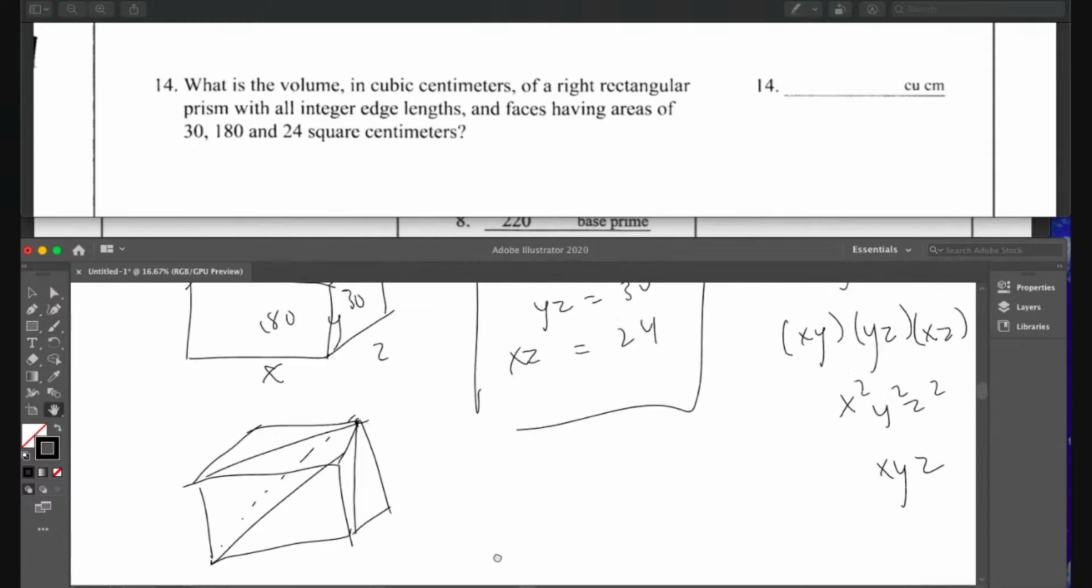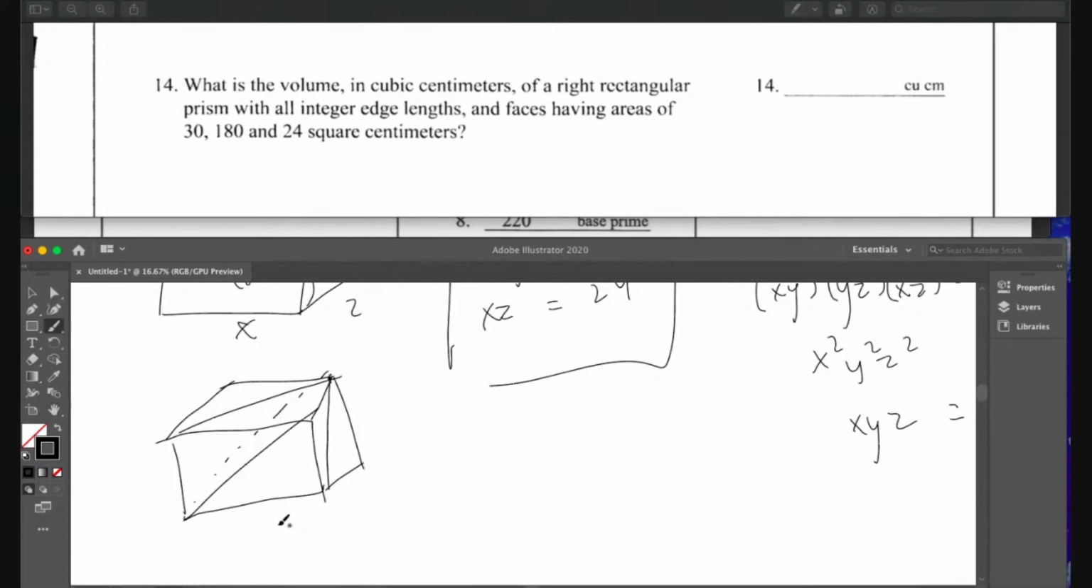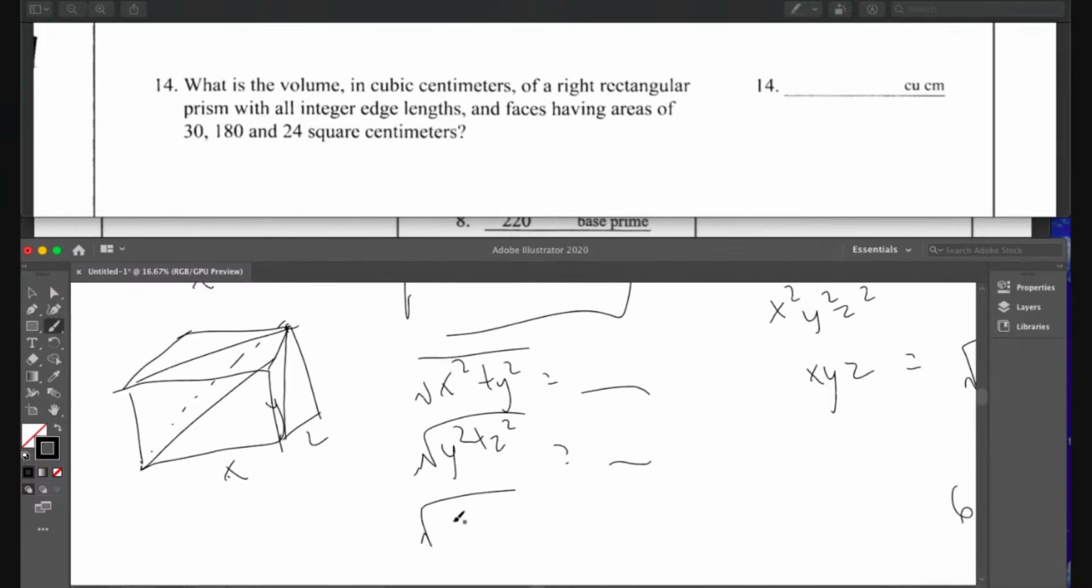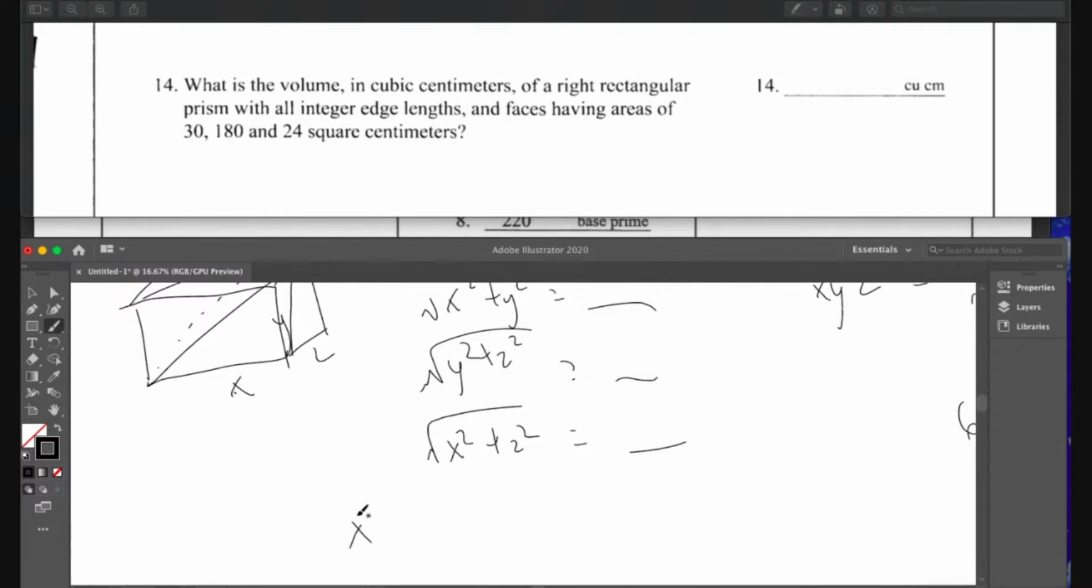To derive the trick, let's say we have x, y, z again. Then the square root of x squared plus y squared is going to equal something, and the square root of y squared plus z squared is going to equal something. These are our diagonal lengths. And the square root of x squared plus z squared is also going to equal something. And then the big diagonal length is going to be the square root of x squared plus y squared plus z squared.